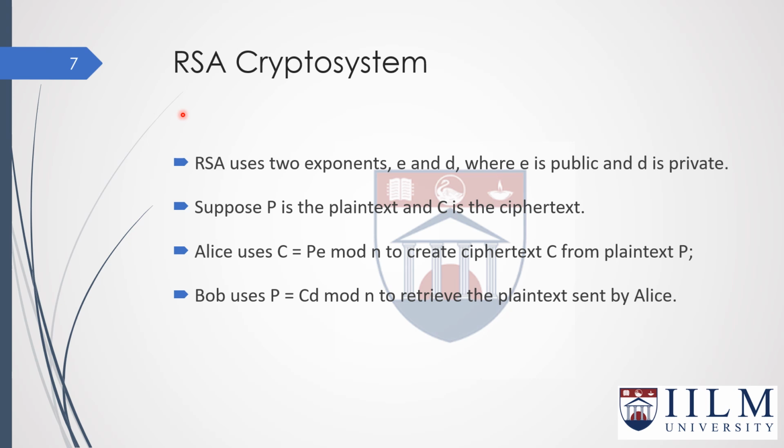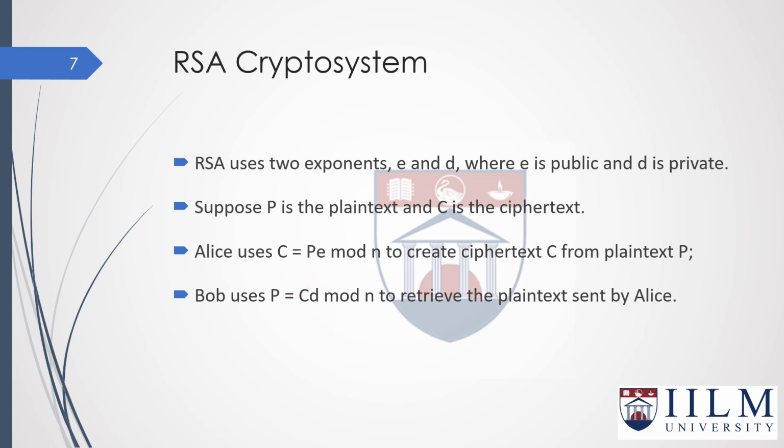So we can say that RSA uses two keys, one is E and another is D. Let's take P as the plaintext and C as the ciphertext. Alice, the sender, computes C equal to P to the power E mod N to create ciphertext C from plaintext P. Bob uses C to the power D mod N to retrieve the plaintext sent by Alice. So these are the formulas.